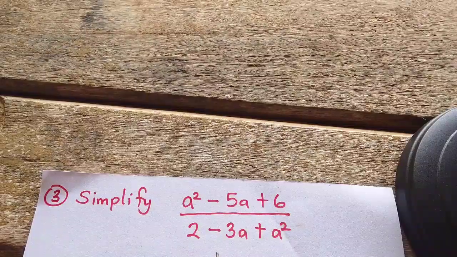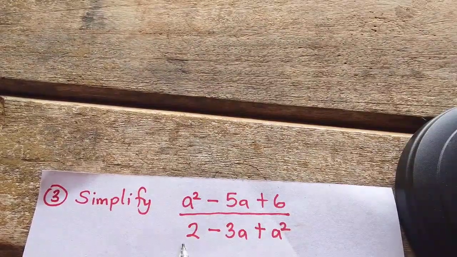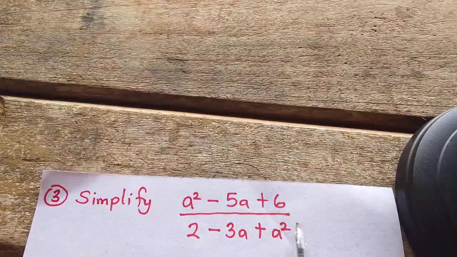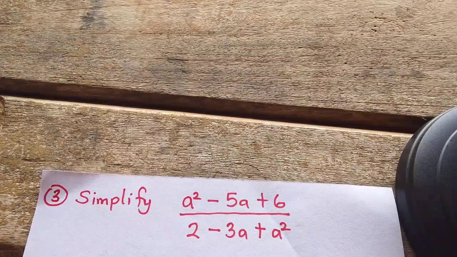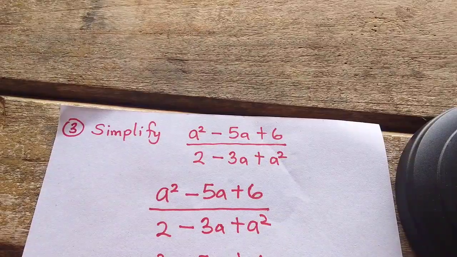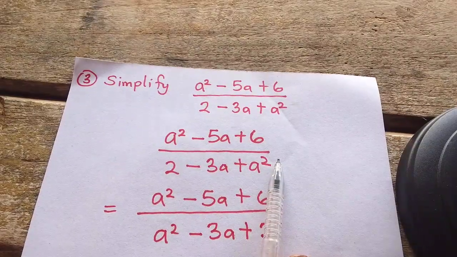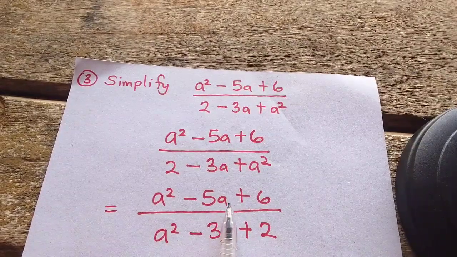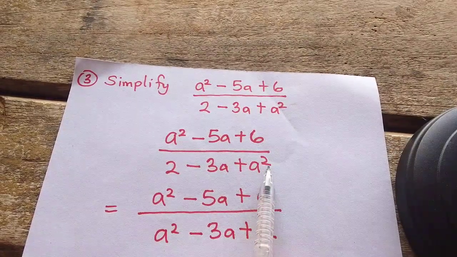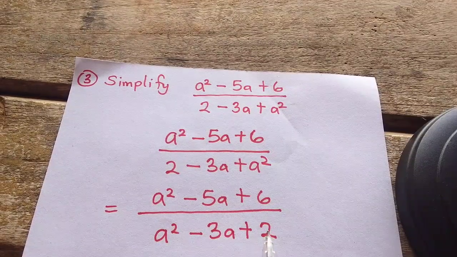For number 3, you are given (a squared minus 5a plus 6) over (2 minus 3a plus a squared). So this is the question you are given. Now I'll try to rearrange the denominator so that it looks more like a quadratic equation. I have a squared minus 5a plus 6 over, if I put the one that has the square in front, a squared minus 3a plus 2.